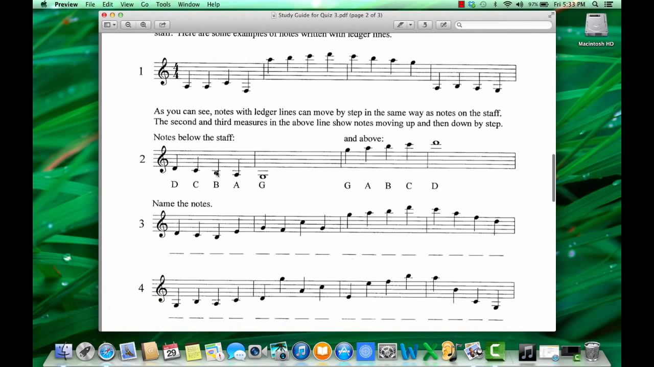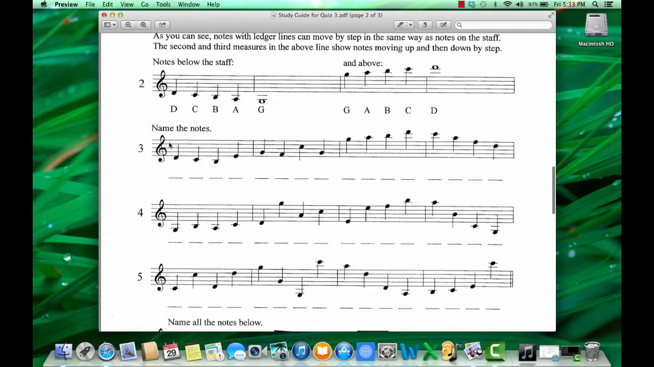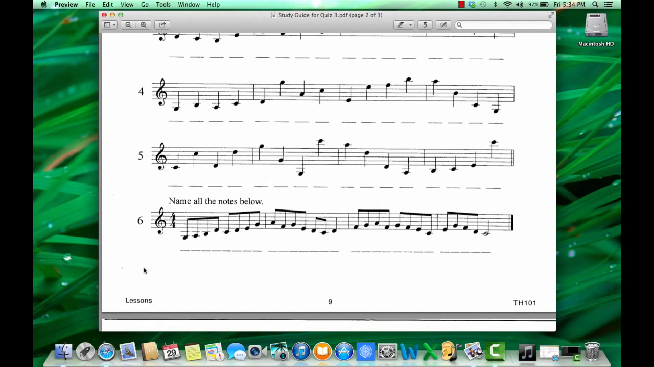Number 2, notes below the staff and above. It gives you the answers. You might be able to use some of these to fill in number 1. I recommend you write the notes and their names for number 1. So number 3, name the notes. The answers are right here and right here. So you just need to look at here and match the note that is above and then write the letter. This applies to 3, 4, 5, and 6.